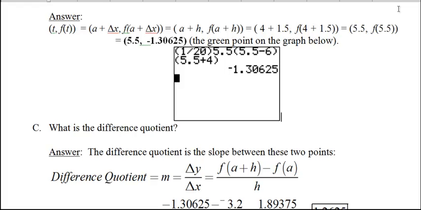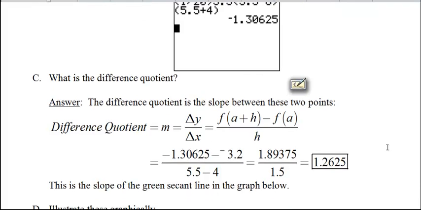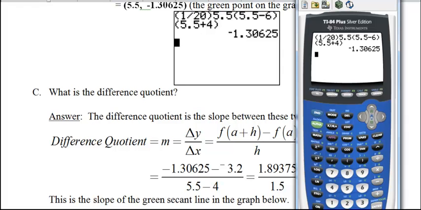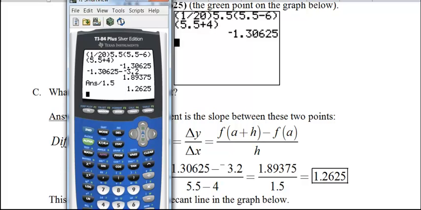Okay? What's the difference quotient? Well, the difference quotient is the slope between these 2 points. So it's that second y, negative 1.30625, the y of the nearby point, minus the y of the point we're interested in, negative 3.2. And then the difference in the two x's here. Of course, the difference of two x's is just going to be h, 1.5. And you work out this arithmetic in the top. So that's negative 1.30625 minus a negative 3.2 is the 1.8, etc. Divide by 1.5, and that works out exactly nicely to be 1.2625.